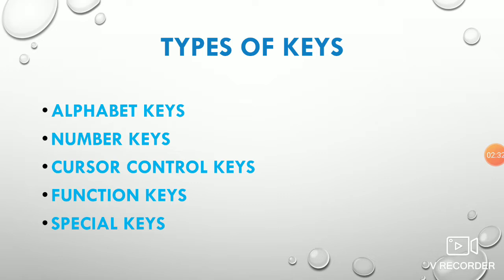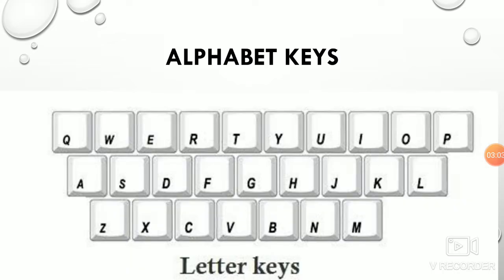And the next one, types of keys. The keyboard can be divided into some groups, that are alphabet keys, number keys, cursor control keys, function keys, special keys. Okay, so now we are going to discuss the alphabet keys. So look at the picture. These keys are all alphabet keys.